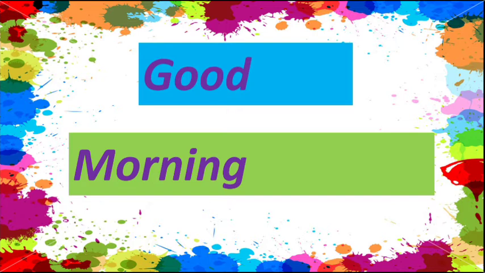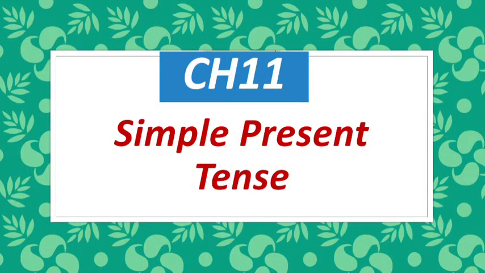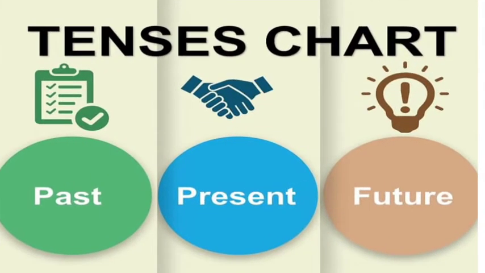Students, you have performed so well in the last pen paper test of chapter 5. So today we are going to start English grammar with a new chapter, chapter 11, and its name is simple present tense. As you know, there are three types of tenses: past, present and future.